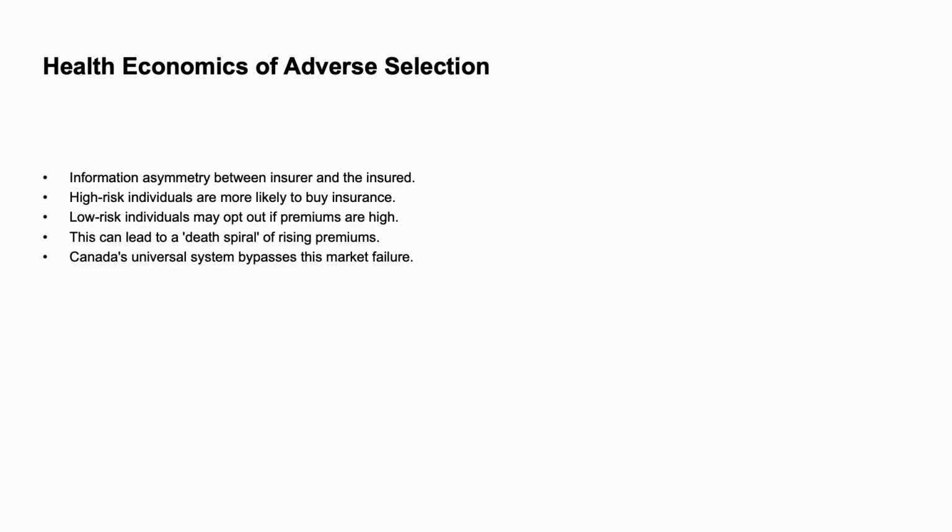In Canada, our public system completely avoids this problem. By covering the entire population automatically through taxation, we create the ultimate risk pool. The costs are shared by everyone, regardless of their health status, which prevents a death spiral and ensures a stable, equitable system for funding core health services. This is a key reason why Canada's approach is more stable from a risk management perspective.